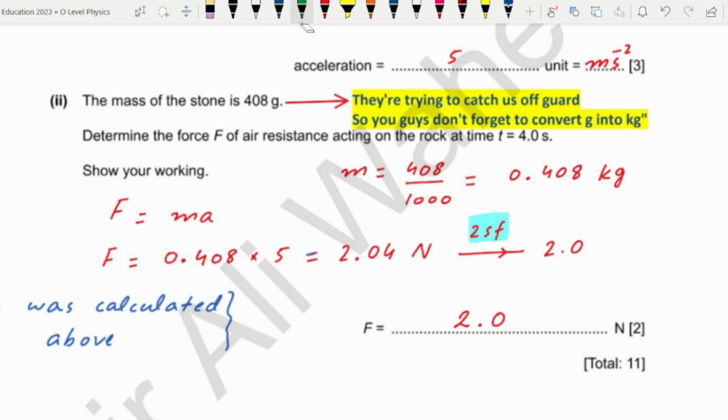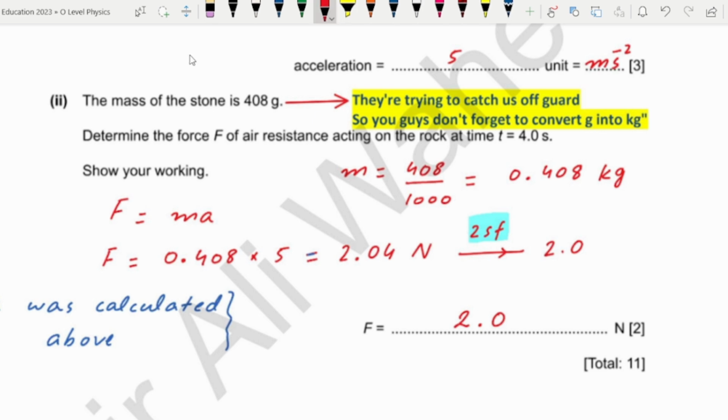The common mistake here is that many of the students won't be converting the mass of the stone from grams into kilograms. Kilograms being the standard unit, the mass has to be in kilograms. Only then the value of force would be in newtons. If you use the mass in grams, the value of force can never be in newtons. So you have to first convert 408 grams into kilograms.